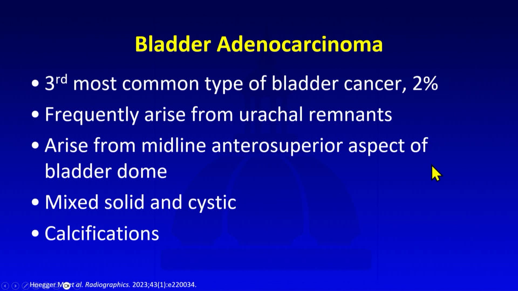The third most common type of bladder cancer is bladder adenocarcinoma, and it frequently arises from the urachal remnants along the midline anterior-superior aspect of the bladder dome, and that's really the clue to the diagnosis. It can be mixed solid and cystic and may show some calcifications.